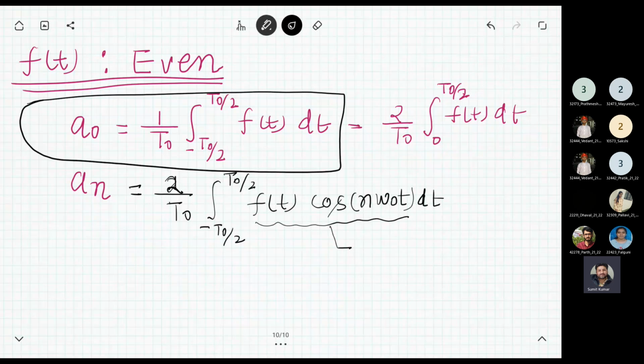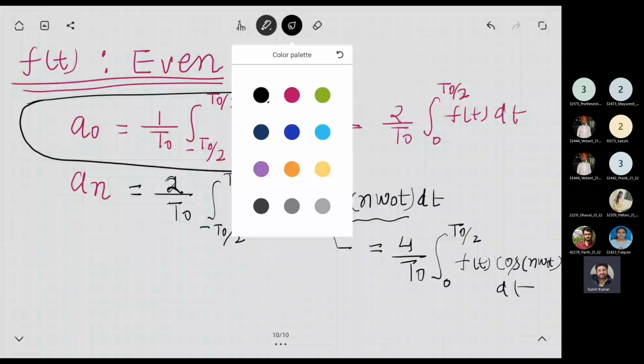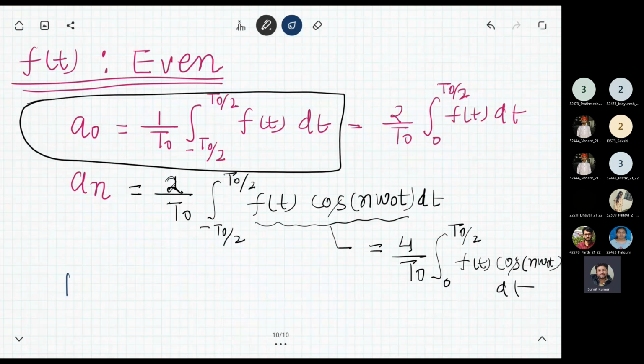So can I write this as equal to 4 by T0 integration from 0 to T0 by 2 of Ft cos n omega naught t dt? In theory, we will be following this first part only, and we will remember to do it 2 times. Okay? While integrating we have to remember that if it is even, we do it 2 times. Is that clear? Yes, sir. Okay.